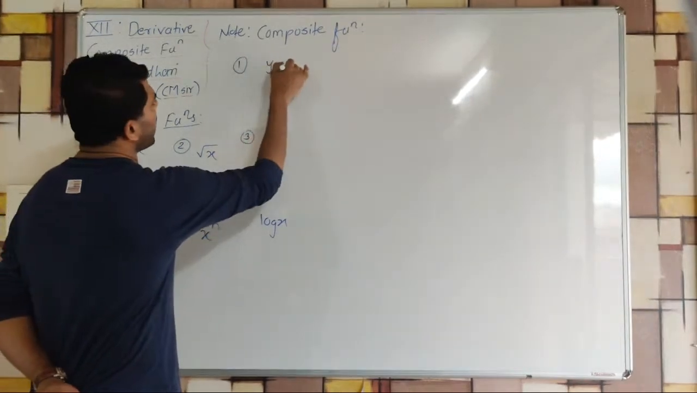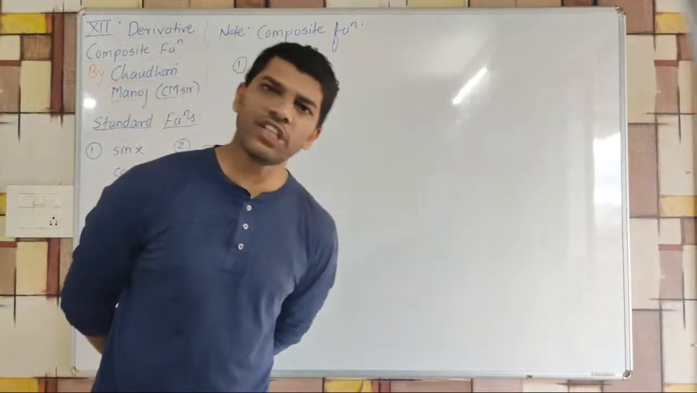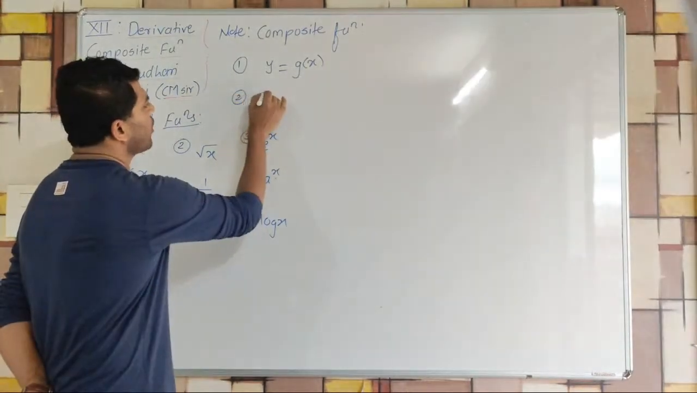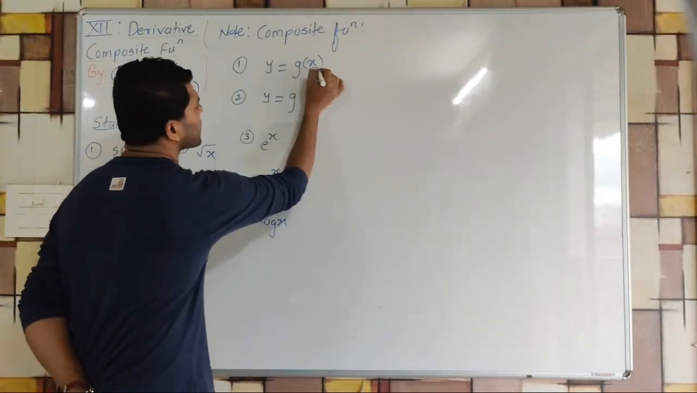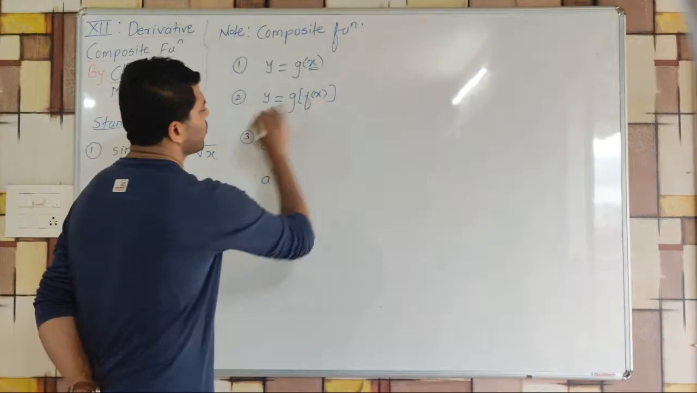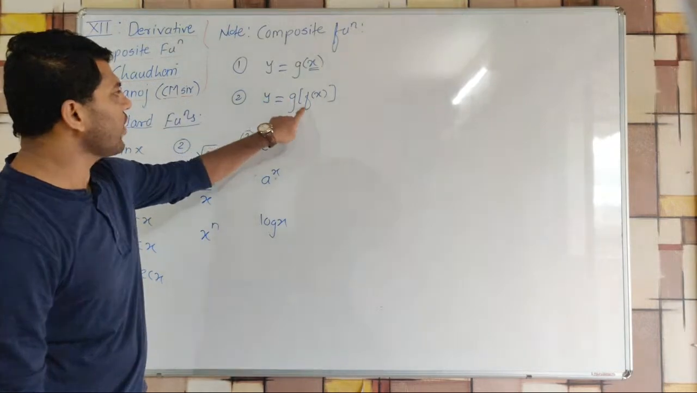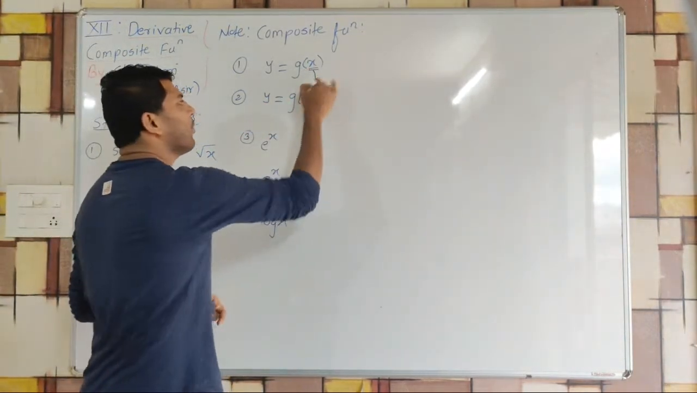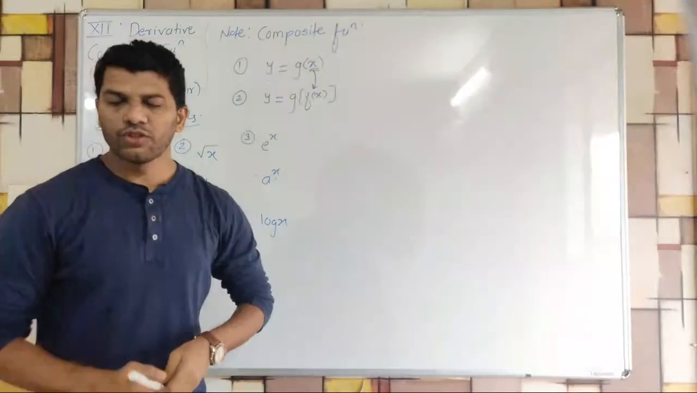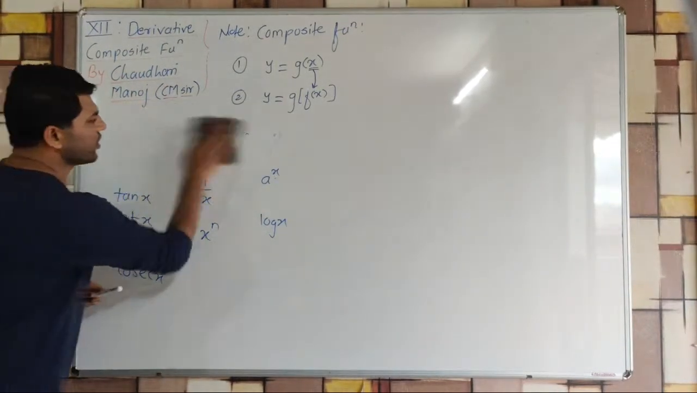So first, y equal to g of x is the given function. This is the first function. Then, how do they form a composite? They replace this x with any other function, say f of x. This is the way that they form a composite function. So we read it as g of f of x. This f of x is actually a replacement for this x. So y is equal to g of f of x is called a composite function, right?